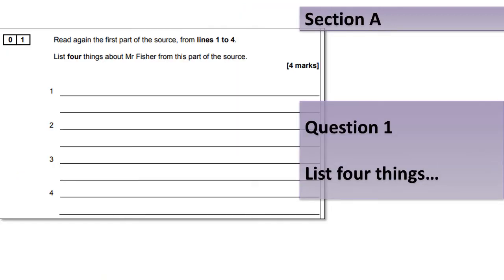Let's start having a look at the section A questions. Question 1 is a straightforward test of your understanding of explicit information in the source. You're asked to read some very specific lines, so make sure you know which lines to take the information from, and you are asked to list 4 things. You might be asked to list 4 things about a character or a setting or an event, perhaps.